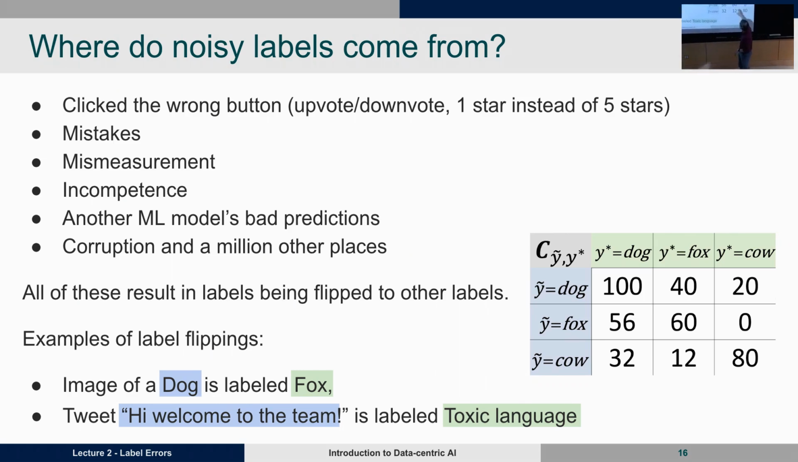Can somebody tell me how they would interpret this number 32? Yeah. So there were 32 dog images that were labeled cow. That's right. Perfect. That's exactly the right interpretation. So 32 dog images labeled cow, and there were 100 dog images correctly labeled dog. Cool. This is an example in text. So you might have some tweet, "Hi, welcome to the team," but the label is toxic language. This happens all the time. This is actually super common, stuff like that.